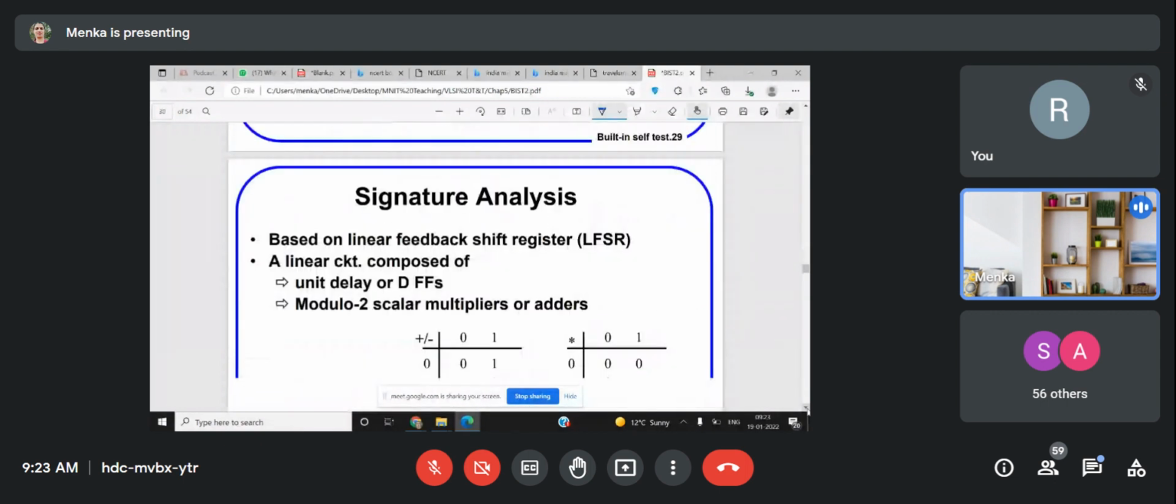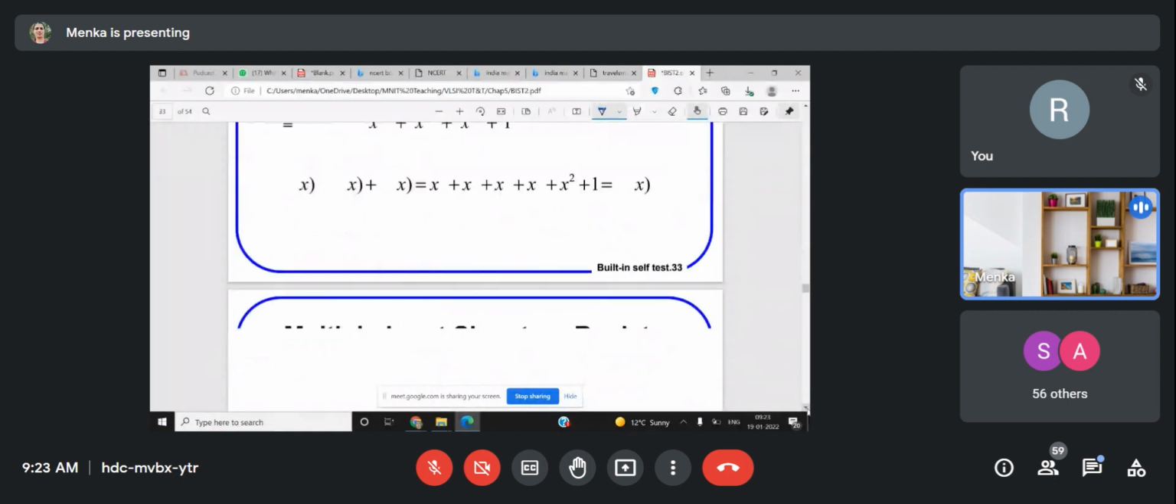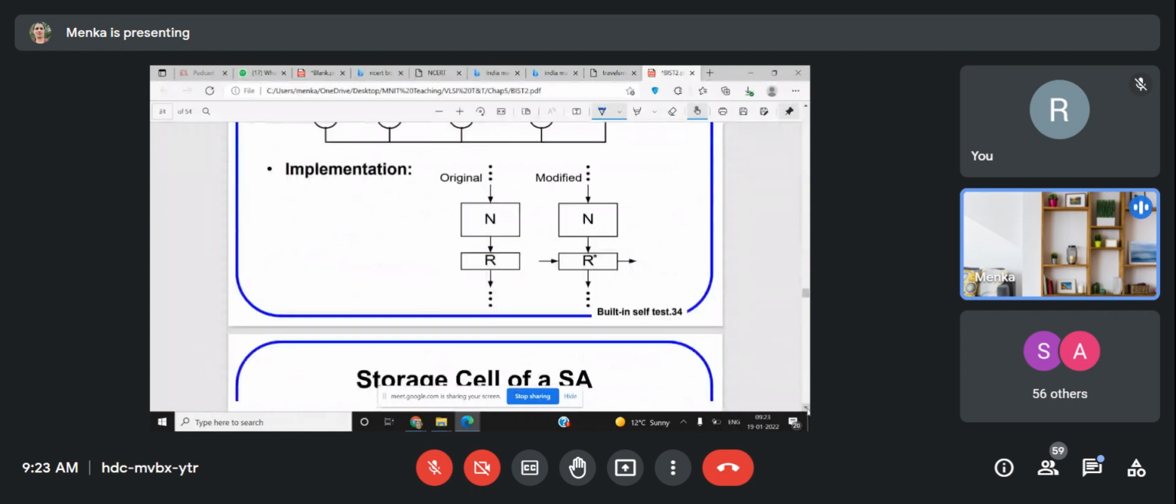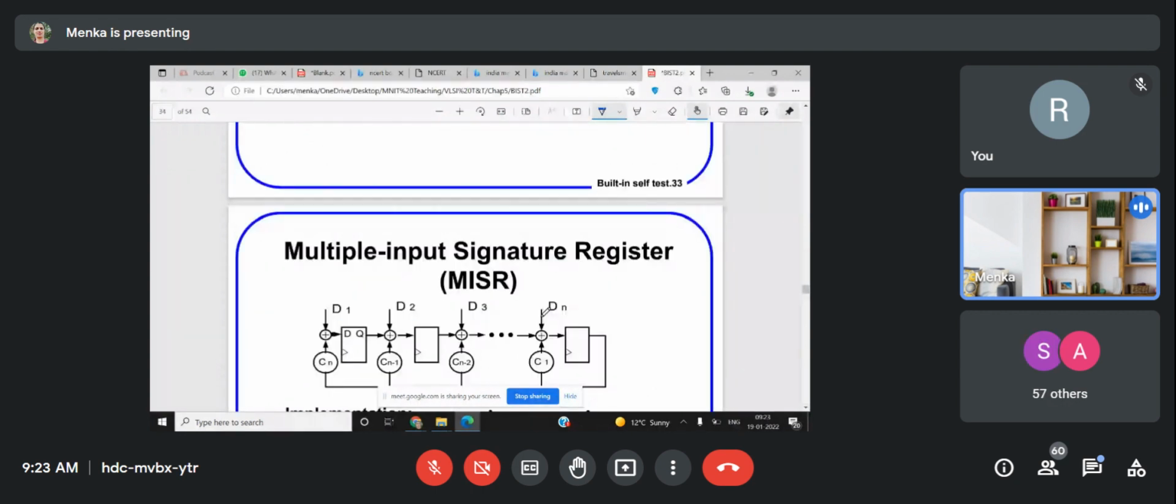So now let's go to the next topic. The next topic is multiple input signature register. All the chapters we are discussing as part of unit number 5 are given from chapter number 9, 10, 11, like that. In those chapters, all these things are given in your book. So please go through those chapters to understand a little more detail about it, and to check more examples related to this.